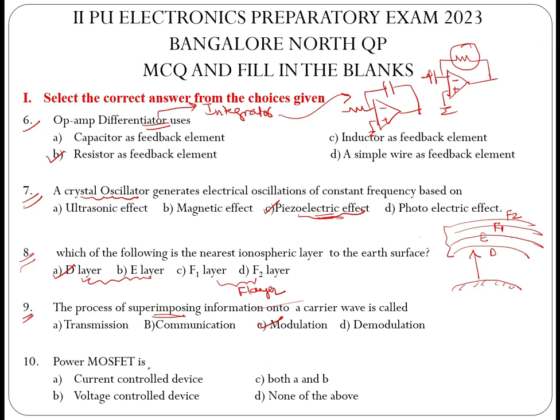Power MOSFET is, chapter 1 you have studied FET. FET is a field effect transistor. Field effect is voltage. So electric field usually we say. So MOSFET is metal oxide semiconductor field effect transistor. It is a type of FET only. So it is used to control the voltage. It is voltage controlled device.